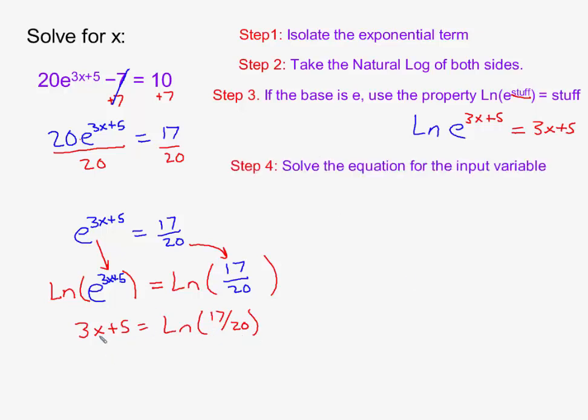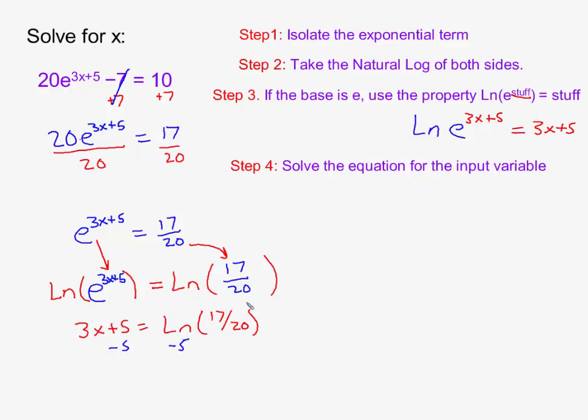Since I'm not done solving for x, I still have to solve the equation for the input variable. But because it's linear, I don't give any directions how to do that, because solving this linear equation is the same kind of steps you did up here. If something's being subtracted, add it. If something's being multiplied, divide it. In this case, I have something being added, so I'd have to subtract 5 on both sides.